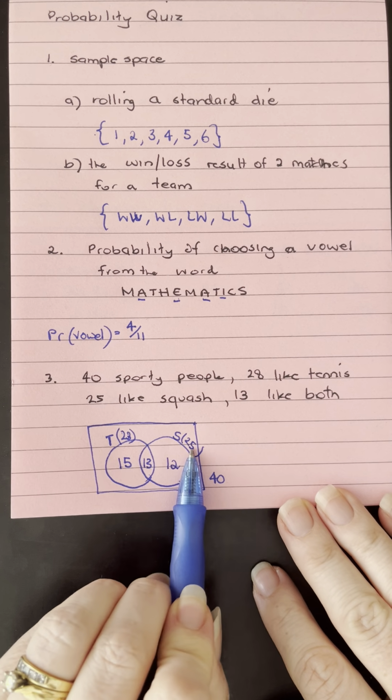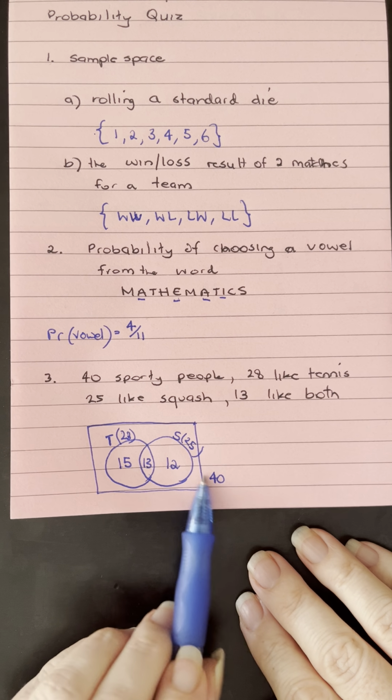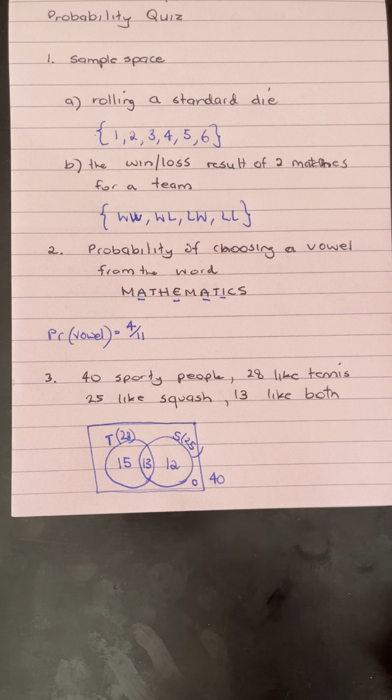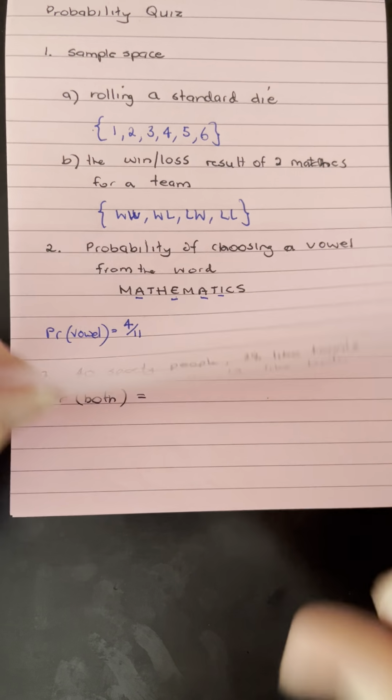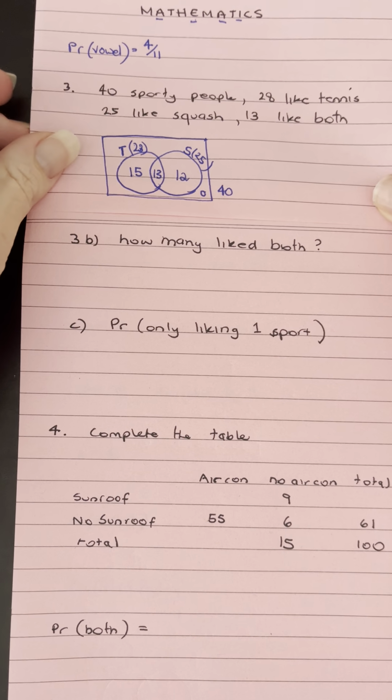And then when we check these numbers, when we add them up, we get 15 plus 13 is 28, plus 12 gives us 40. So we know there's nothing outside. Now we could put a 0 to indicate that as well. Now the next questions are related to that. So I'm just going to move that down so you can still see my Venn diagram.